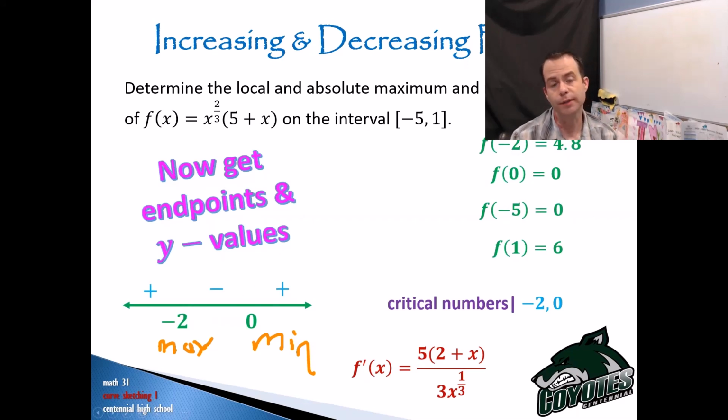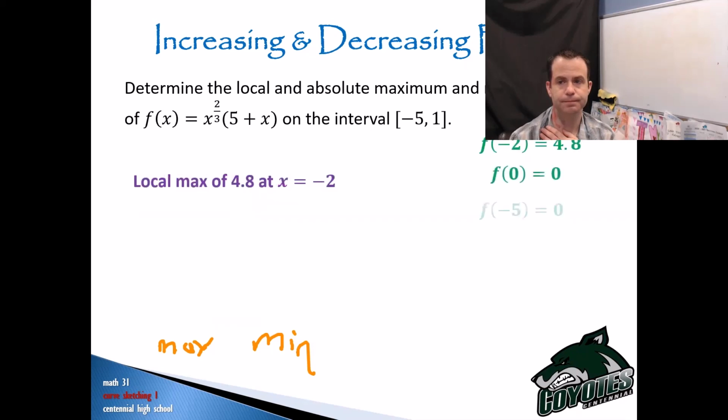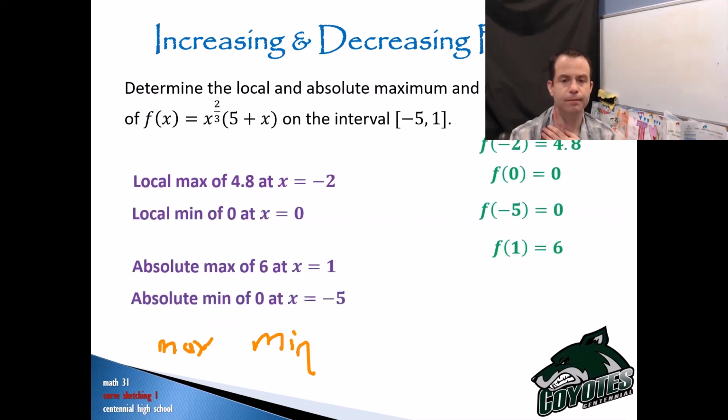Now I need to say all those in statements. We'll say a local max of 4.8 at x equals -2, a local min of 0 at x equals 0, an absolute max of 6 at x equals 1, and an absolute min of 0 at x equals 0 and -5. I didn't say in my notes here that the absolute min was in both places, but you can say in both places there.